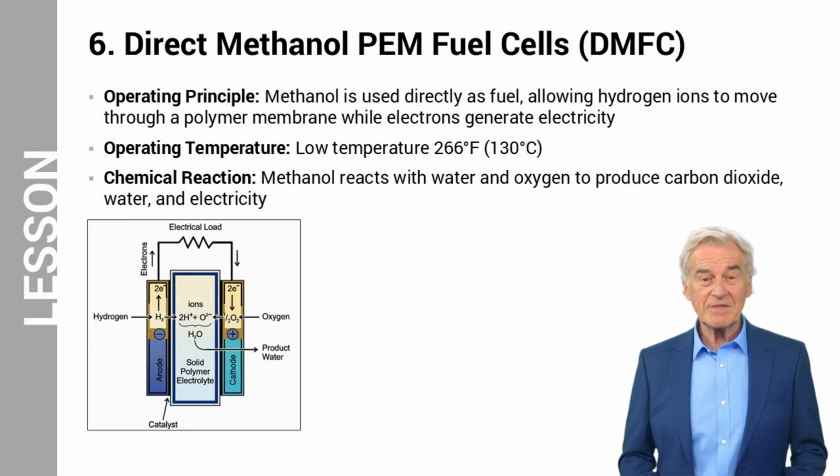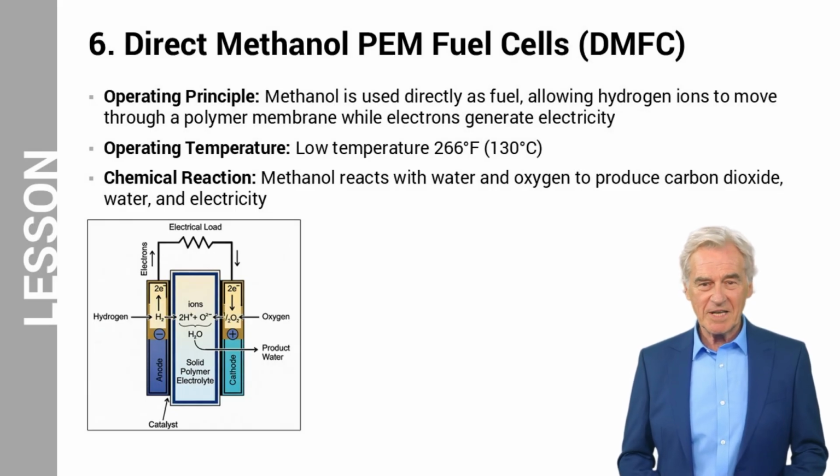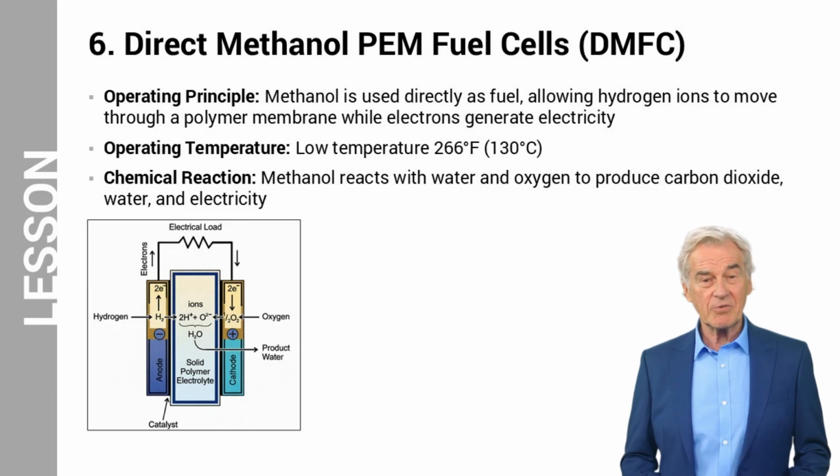Direct methanol fuel cells use liquid methanol directly as their fuel. Hydrogen ions move through the membrane while electrons flow to generate electricity. These fuel cells operate at low temperatures, typically 266 degrees Fahrenheit, 130 degrees Celsius. The chemical reaction produces carbon dioxide and water, generating electrical energy.